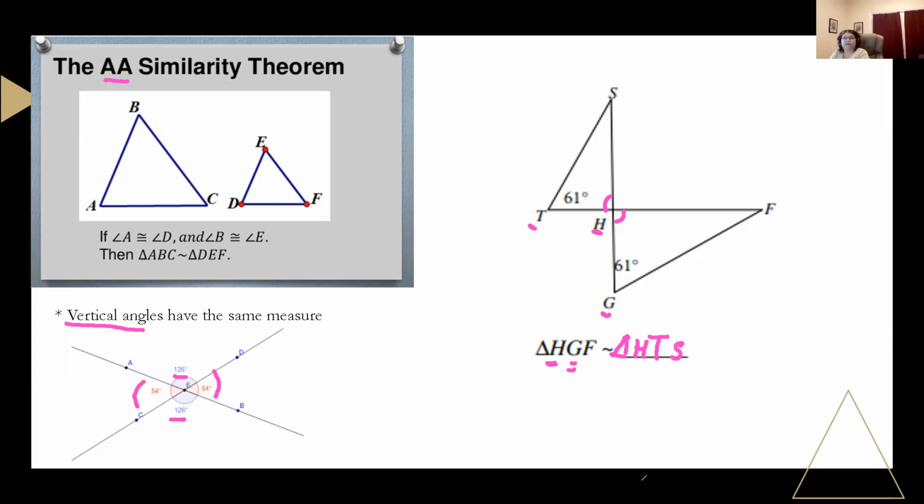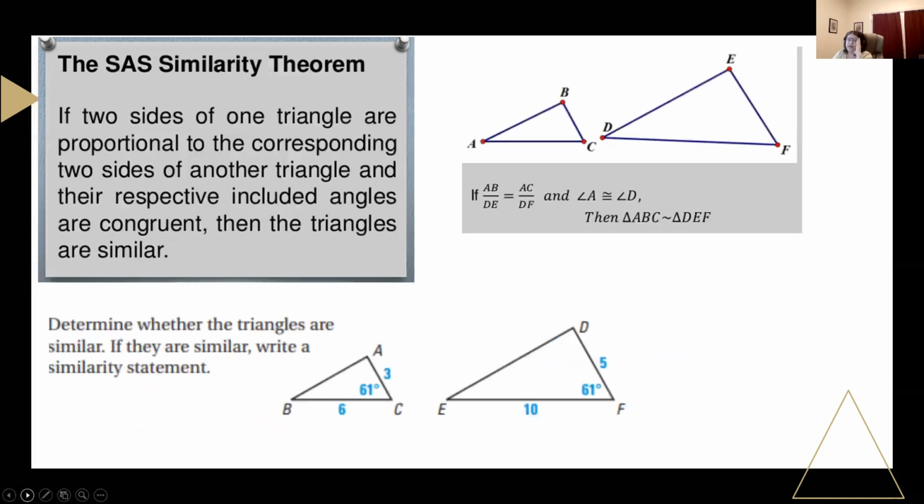Yes. Okay, and this would be the correct similarity statement because I matched all the angles that were equal to each other. So as long as I know two angles of a triangle are equal, I can assume that they are proportional. There's another one too that you can do, and that one's called side angle side.